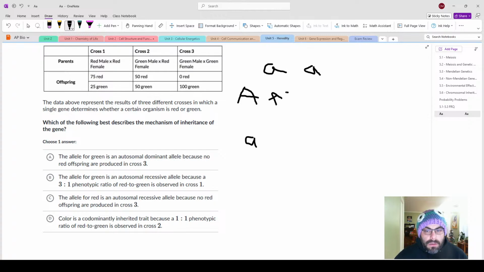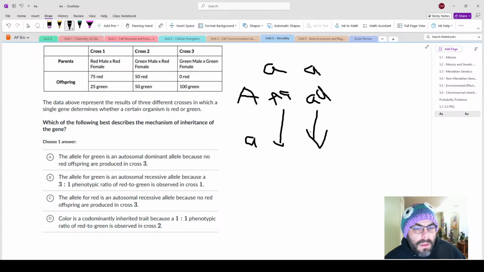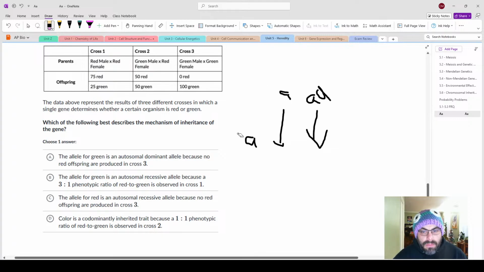50% red, 50% green, right? And green male, green female, all little a's, 100%. So what is the pattern of inheritance? It's autosomal. Red is dominant, green is recessive.